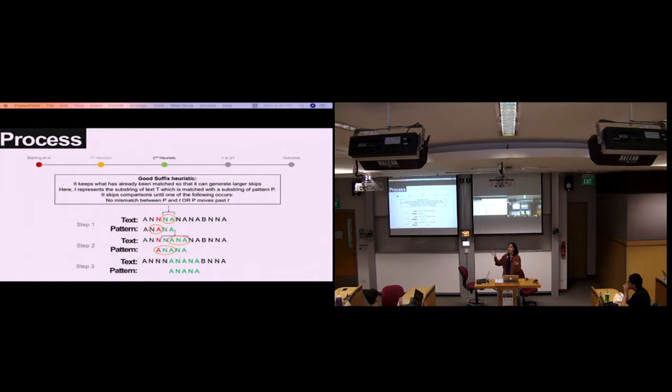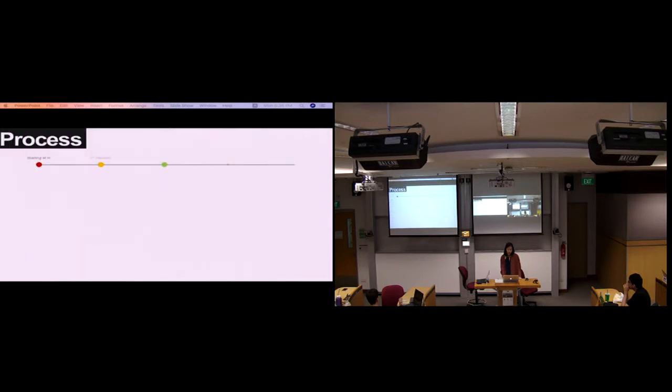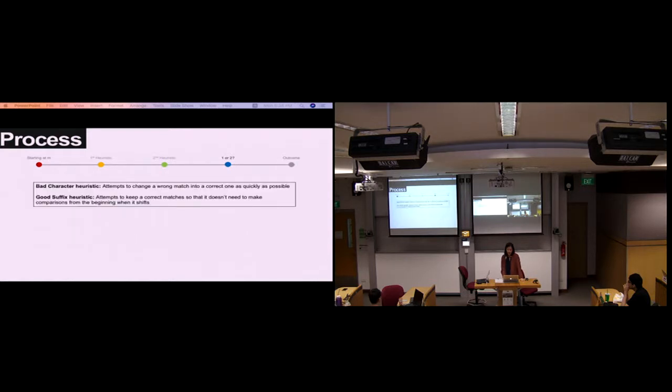So the algorithm works based on these 2 heuristics, these 2 rules. And if you didn't really get the illustrations, the general concept of these 2 rules is that the bad character heuristic tries to change the wrong match into a right one as quickly as possible, while the good suffix heuristic keeps the correct matches and tries to lengthen the length of it so that you don't have to keep making comparisons from the beginning over and over again. And when the algorithm runs, it simply picks the heuristic that skips more unnecessary matches.